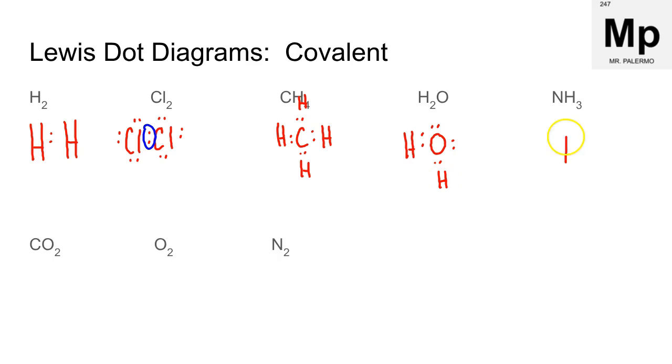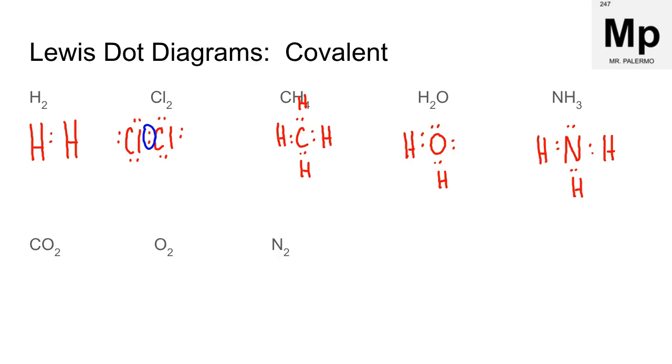For ammonia, we'll start with our N. It has 5 valence electrons. 1, 2, 3, 4, 5. I have 3 bonding sites, my 3 unpaired electrons. So I can bring in my 3 hydrogens. Each one brings in 1 valence electron to share. And now everyone has a full valence shell.